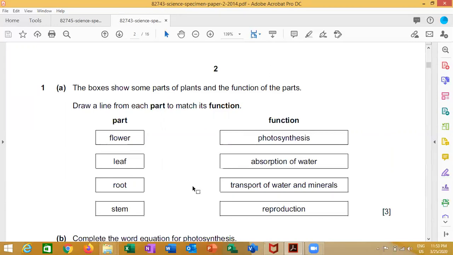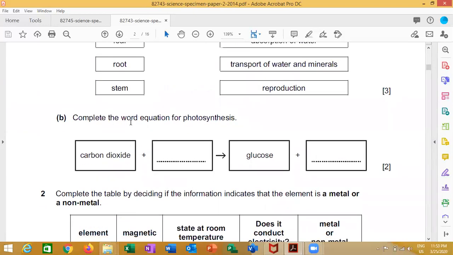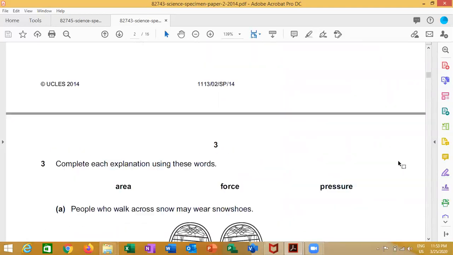Number B, write for me here the word equation, guys. He said word equation, so you have to write it here in words. Carbon dioxide plus water gives you glucose plus oxygen. This is question 1. Let's move to the next one.